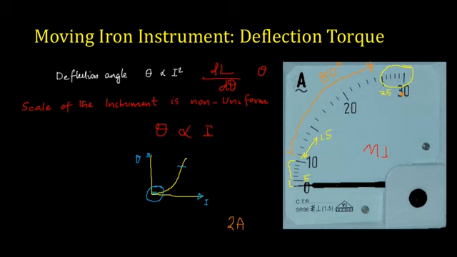Now why do you have this cramping at the end of this particular scale? This is due to the fact that dL by d theta decreases sharply in this region. So the cramping at the initial portion is due to the relationship theta proportional to I squared, and at the end of the scale it is due to the relationship between theta and dL by d theta. If you analyze, you can see that dL by d theta is reducing sharply in this region, so you have a cramped region towards the end.